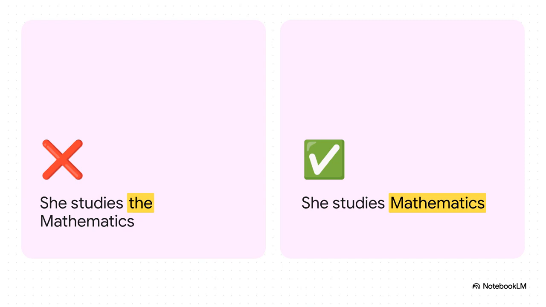Okay, picture this classic grammar trap that instantly, and I mean instantly, costs test takers points. She studies the mathematics versus she studies mathematics. If you learned that the is used for specific things, well, you might be super tempted to put it in front of a specific subject like mathematics. But as we're going to see, the rules you were taught in school are actually kind of incomplete. Native speakers use this completely invisible logic to navigate these sentences every single day.